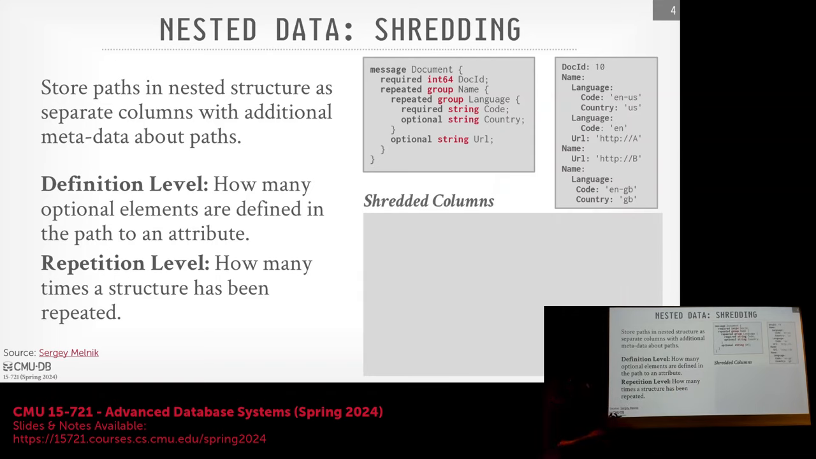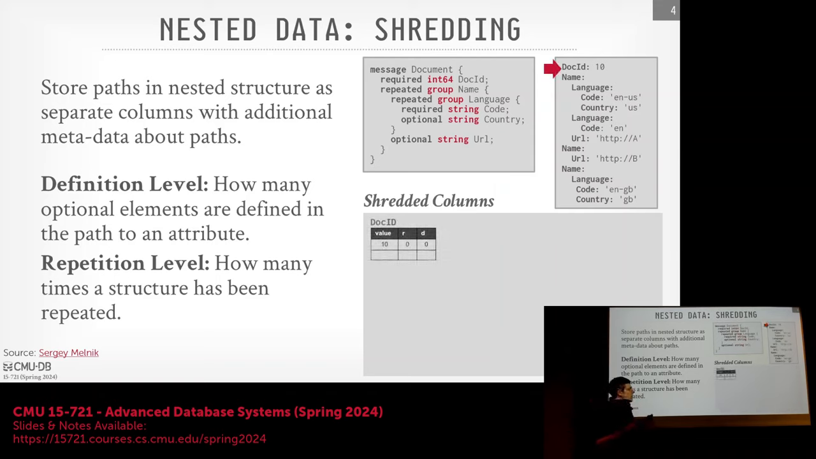So let's walk through the example of this simple document here. Again, this is roughly what a protocol buffer looks like, or think of it as defining a schema on a JSON document or XML. We're going to walk through this document and scan through it as if we were loading it into our database system, and show how it generates the attributes across the different columns in our shredded model.